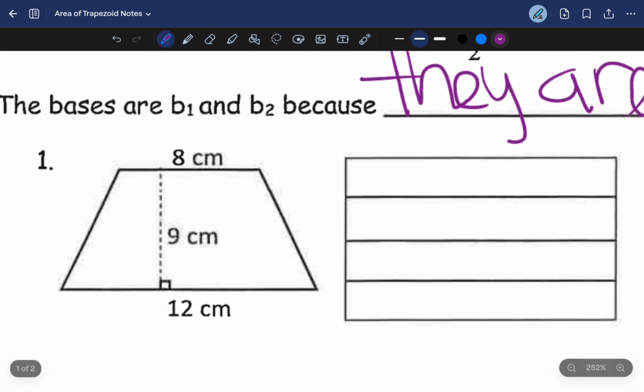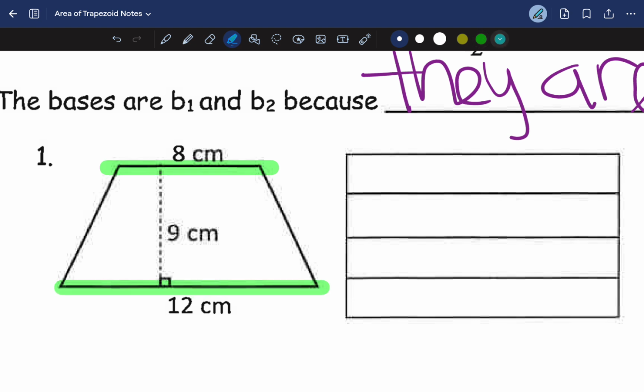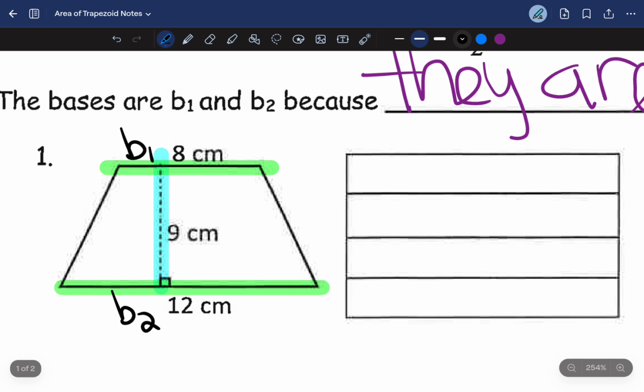So let's take a look at number 1. We have this trapezoid. We're going to identify our two bases. So I'm just going to go ahead and highlight them. So I have this one and I have this one. And then we have our height. And remember, our height needs to be perpendicular, at a 90-degree angle. So generally speaking, it's going to be this dotted line right here. I'm going to go ahead and label everything. I'm just going to say the top base is base 1, and then the bottom base is base 2. And then 9 will be our height.